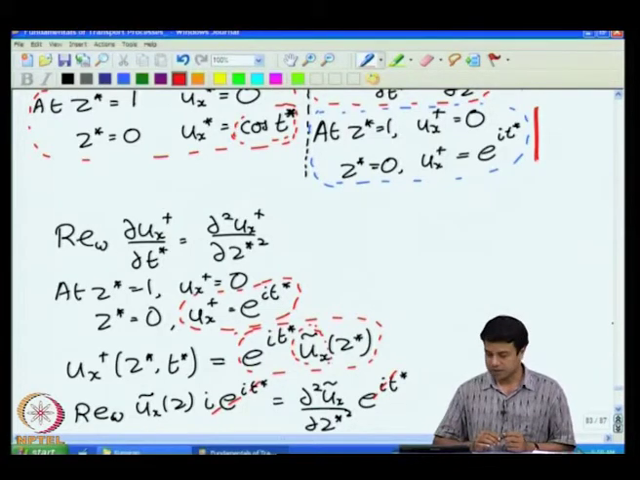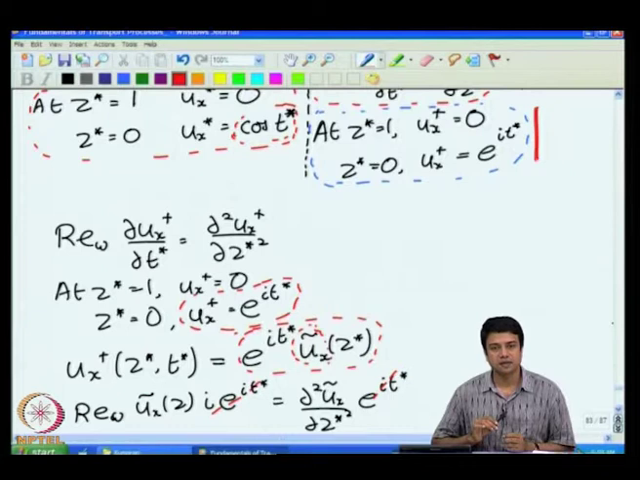U x plus I separated out into two parts, one which is dependent on time, and the other which is dependent only on space. Implication of that is that at every point within the flow, the velocity is oscillatory with exactly the same frequency as the frequency of the bottom surface. It can have a phase that is different from the phase of the bottom surface, but it is oscillatory at exactly the same frequency. There can be a phase shift, which can be different at different locations, but the frequency is exactly the same.